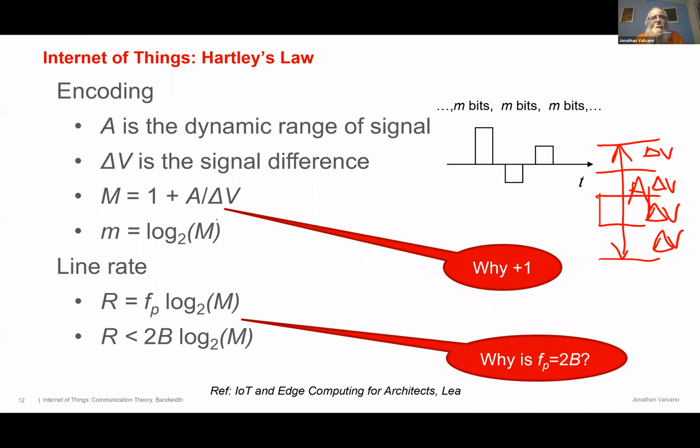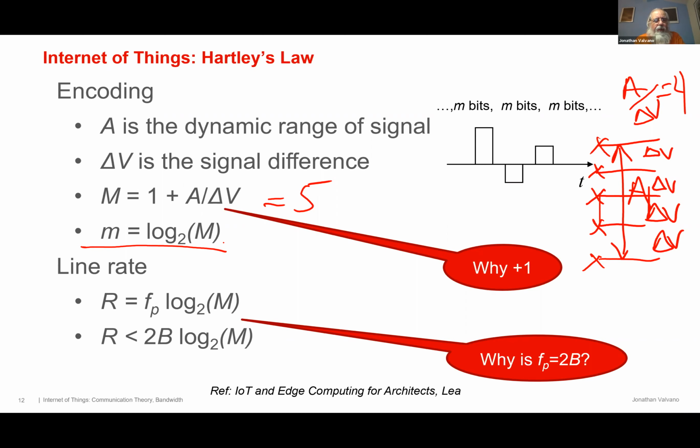Right? That's going to give you one, right? So here, A over delta V is 4. I've got 4 delta V's in an A, but I've actually got 5 codes. M equals 5 in this case. I get 1 more code. And the equivalent number of bits, obviously, is just the log base 2 of M.